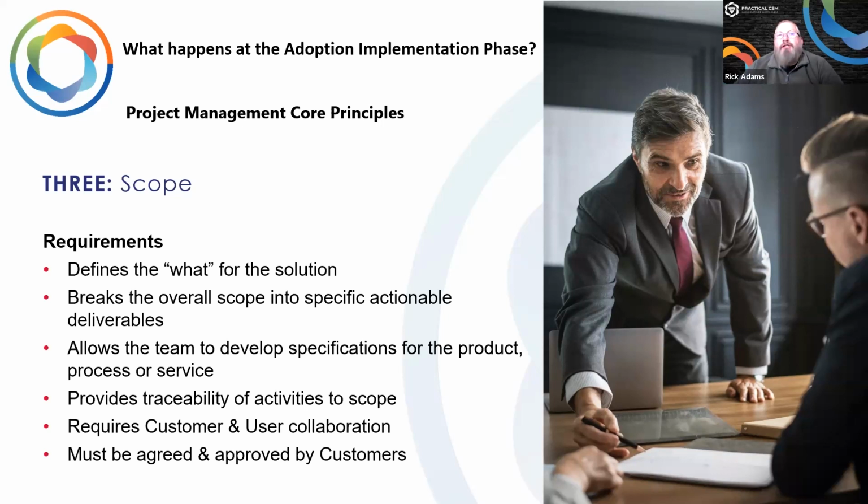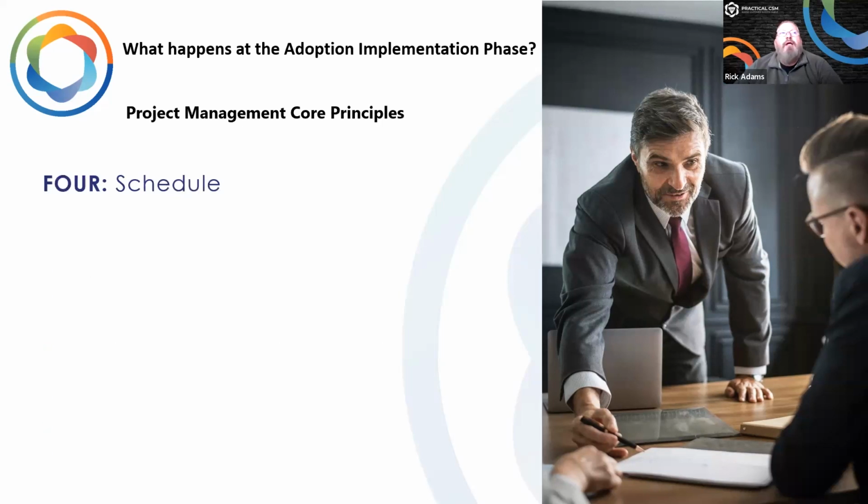That way, we've got traceability now. We've got here are they all the deliverables. We can put them in the right order. We can determine how long each one takes. We can then start doing them, and we can monitor doing it and tick them off. As you can see, it requires customer and user collaboration and must be agreed and approved by the customer. It's up to them to say these are the right actionable deliverables. Then we can schedule them.